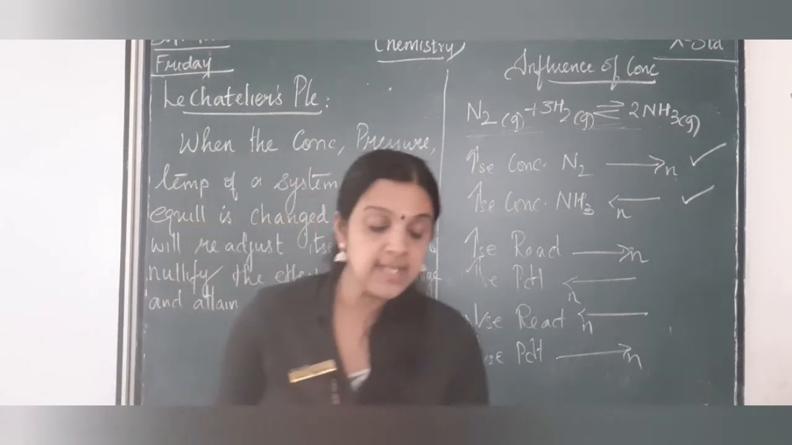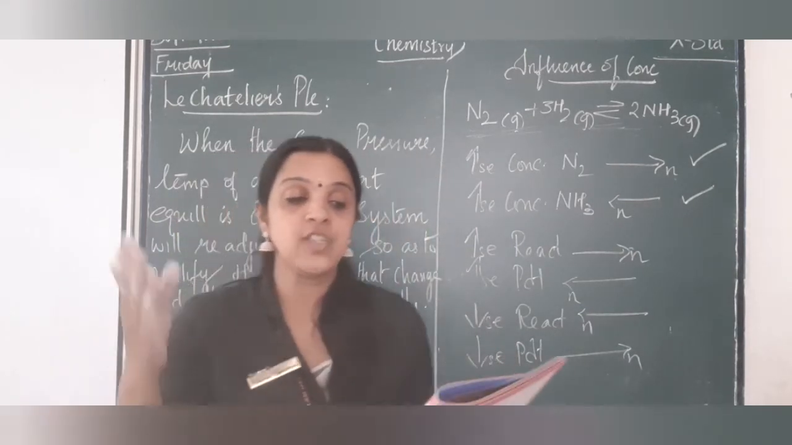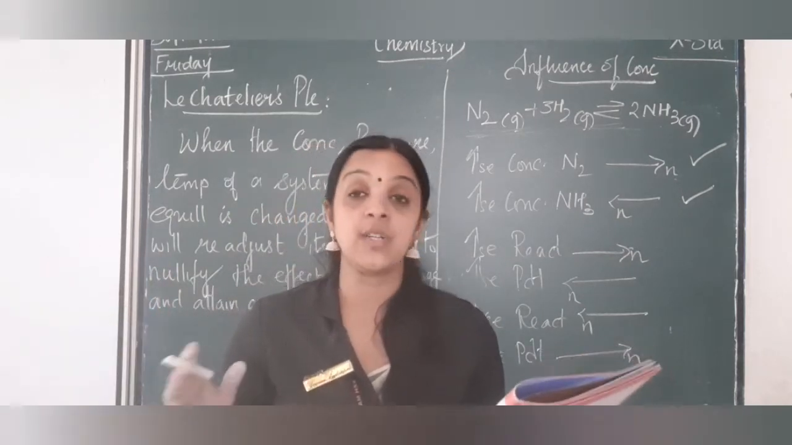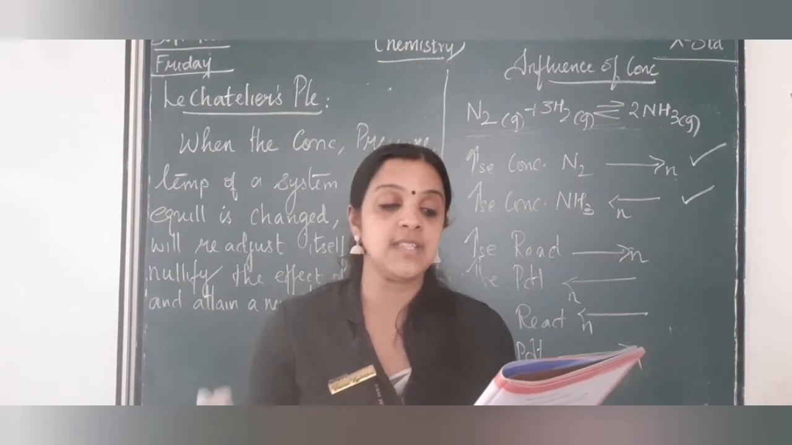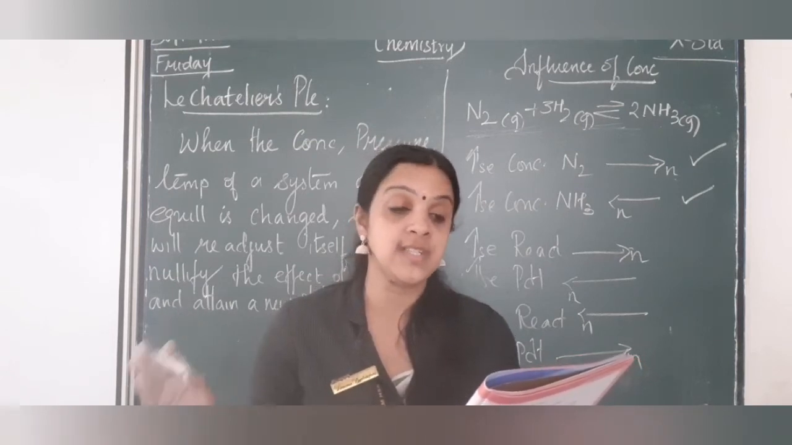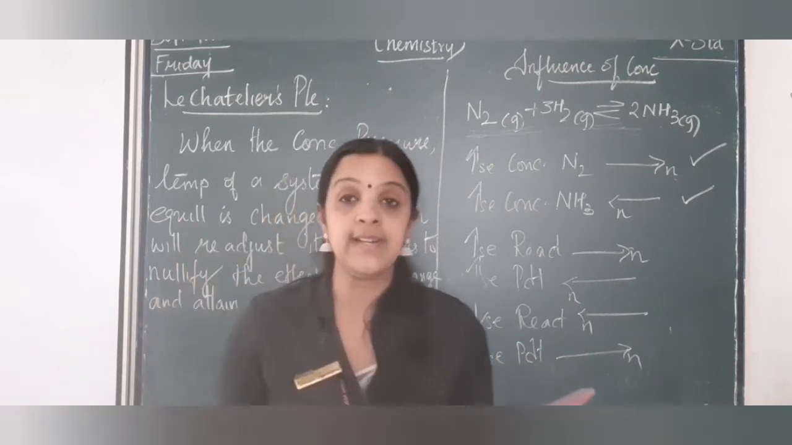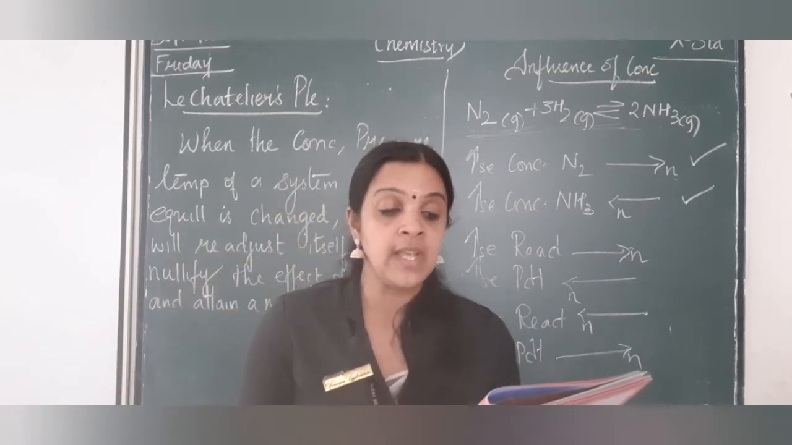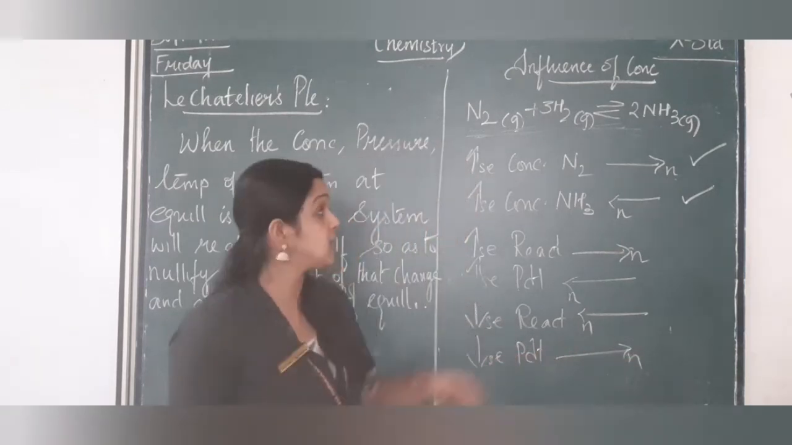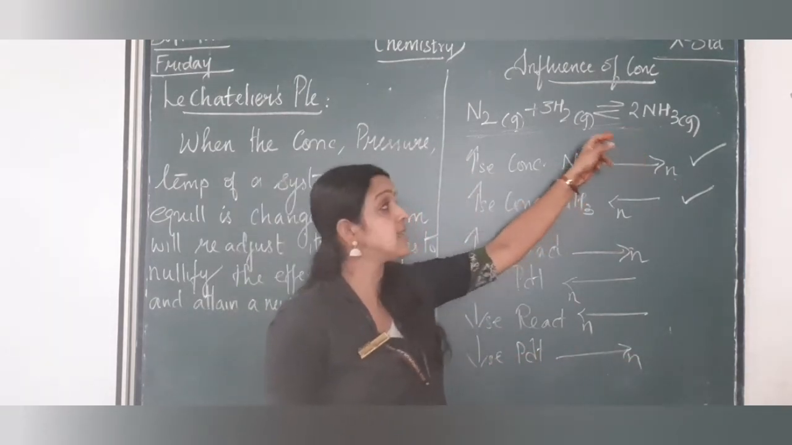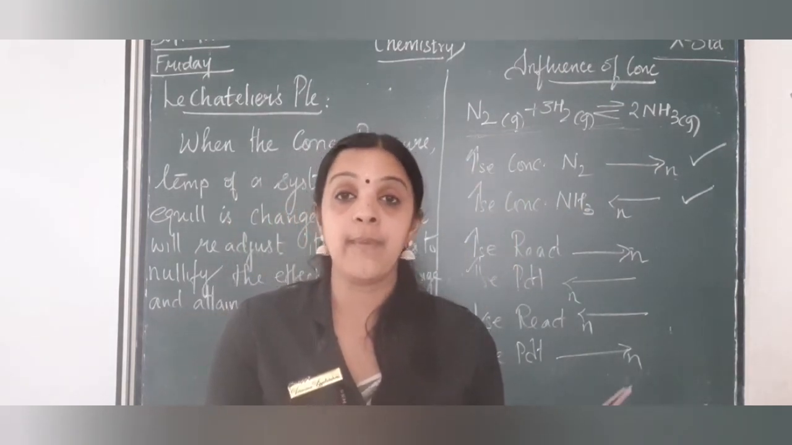So there is a table given to you and some questions asked. Nitrogen and hydrogen gives ammonia, page number 86. The rate of which reaction increases when the concentration of nitrogen is increased? Forward or backward? Forward reaction. Please put a tick there. What will happen if the concentration of ammonia is increased? That is, product is increased. It is backward reaction. Right there, children, backward reaction.